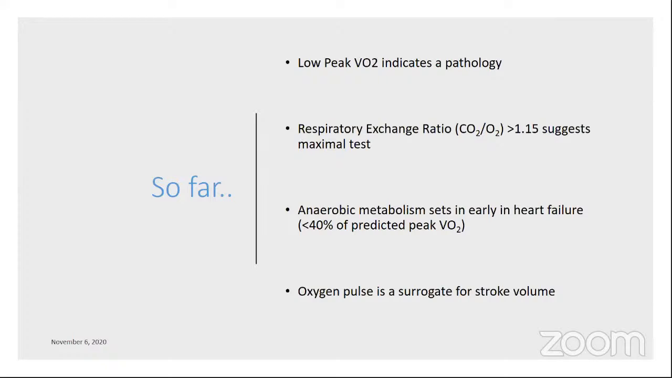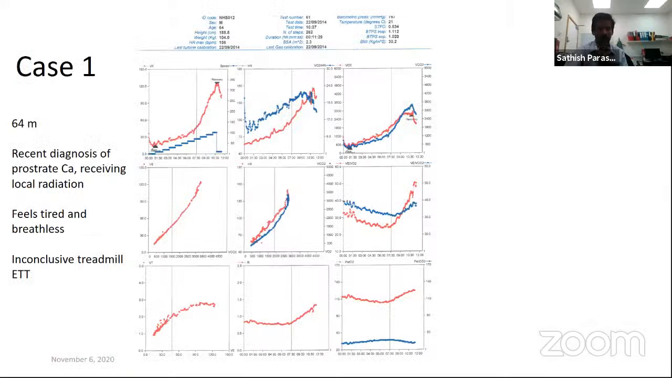I'll just show a few cases and then we'll open for discussion. This is a 64-year-old gentleman with a recent diagnosis of prostate cancer, local, not metastatic, but locally advanced. He was treated with local radiotherapy. Now he feels tired and breathless. He was referred to a local cardiologist, who was my consultant at the time, and had an inconclusive treadmill test. He did the exercise for 9 minutes. We're not sure what the test results were, because there's no significant ST depression or ST elevation.